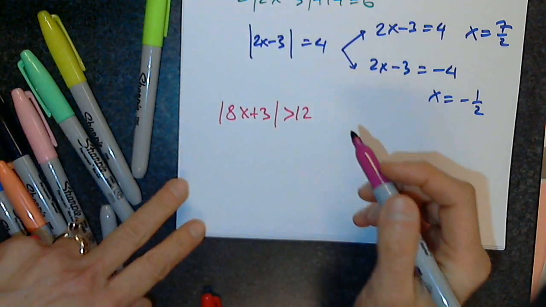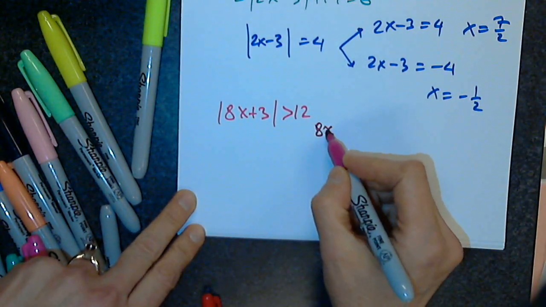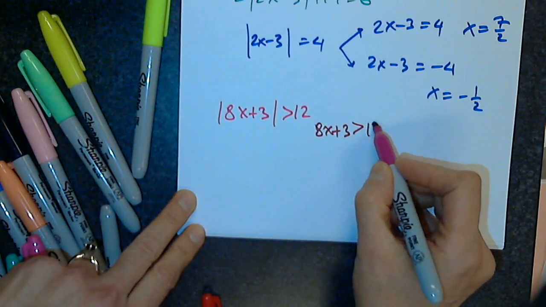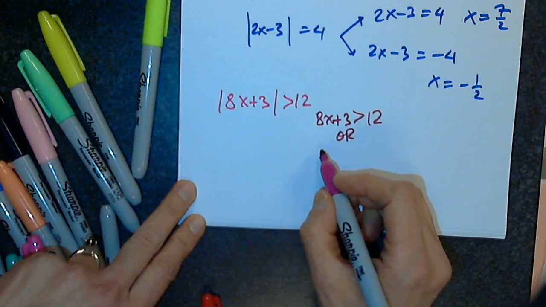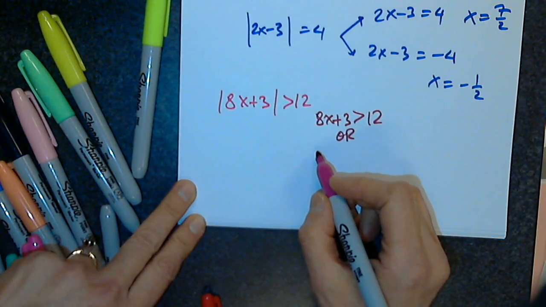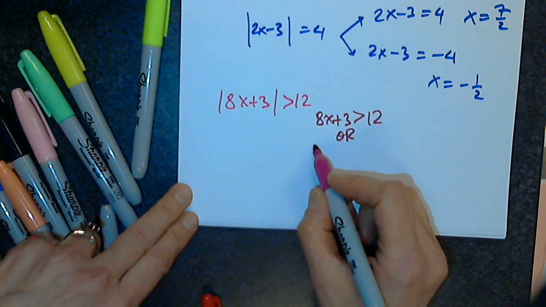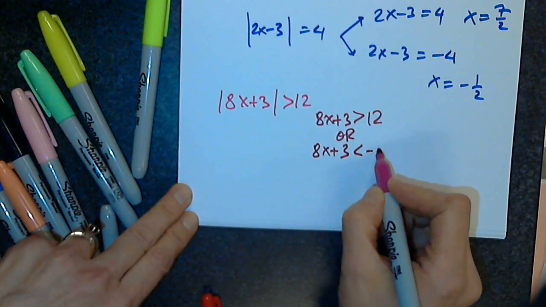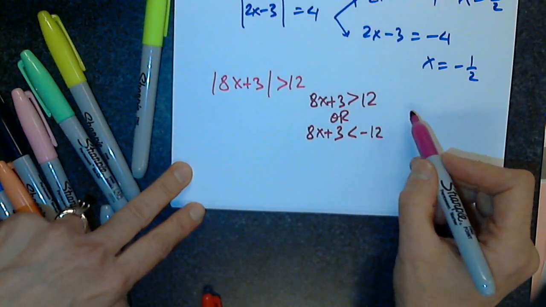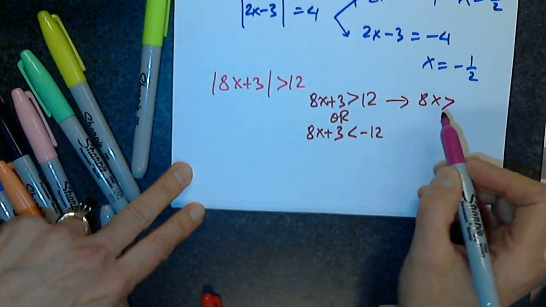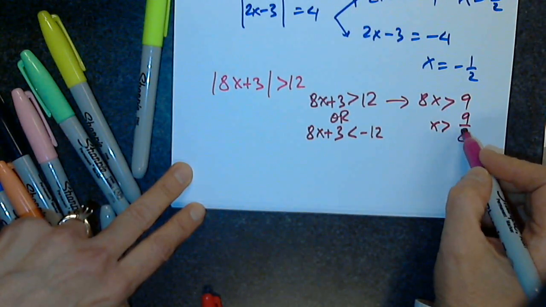Fine. So we have 8x plus 3 greater than 12. Awesome. And then I put negative parentheses 8x plus 3. Yes, you could, or write this. That's fine, and you get the same thing. So from here this is 8x greater than 9, x greater than 9 over 8.